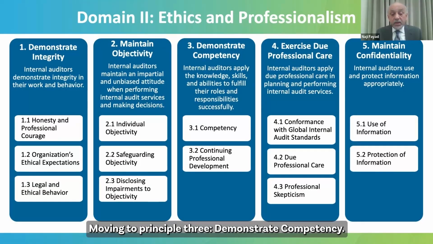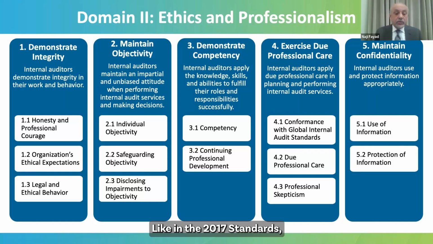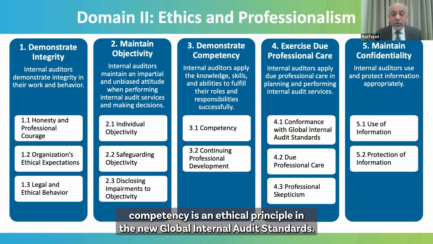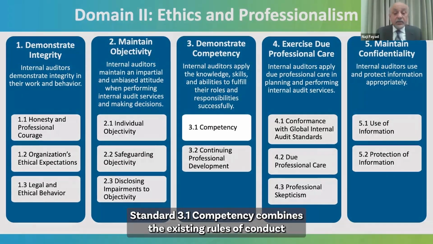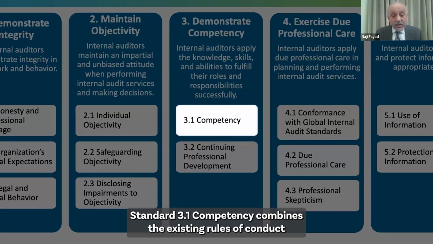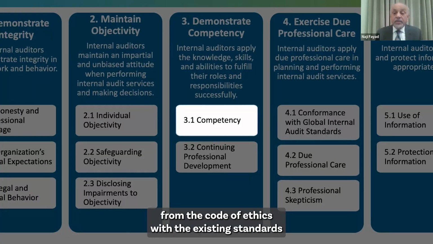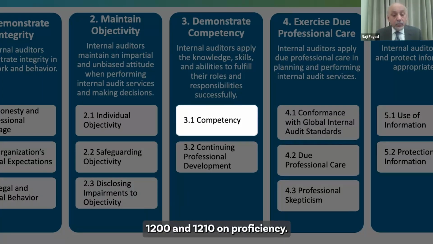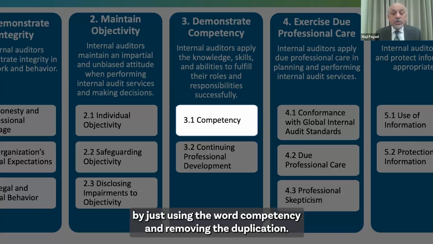Standard 2.3, disclosing impairments of objectivity, describes the requirement for internal auditors, including the CAE, to disclose objectivity impairments. Moving to principle 3, demonstrate competency. Like in the 2017 standards, competency is an ethical principle in the new Global Internal Audit Standards. Standard 3.1, competency, combines the existing rules of conduct from the Code of Ethics with the existing standards 1200 and 1210 on proficiency. These were combined and simplified by just using the word competency and removing duplication.